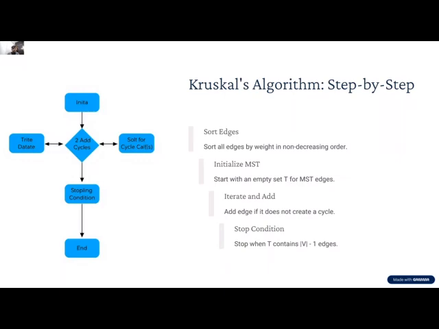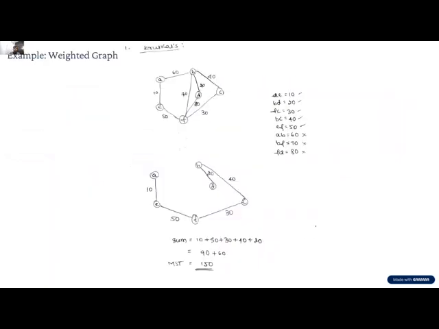In short, it works by sorting all the edges of the graph in non-decreasing order of their weights. Then it adds the edges to the MST one by one, ensuring that no cycles are formed using a disjoint set data structure. The process continues until the MST contains exactly V minus 1 edges, where V is the number of vertices. Then we'll go through an example.